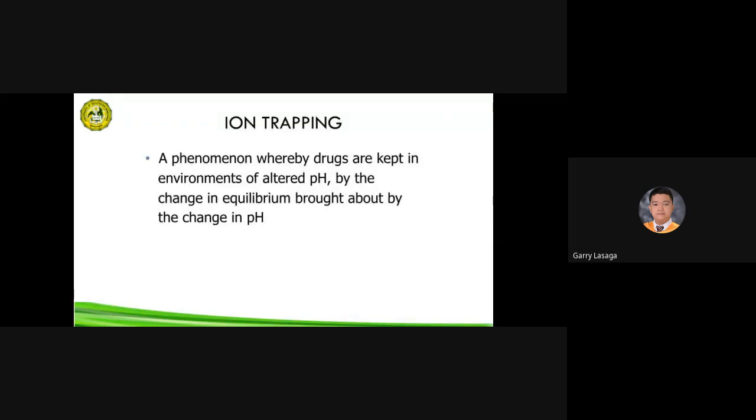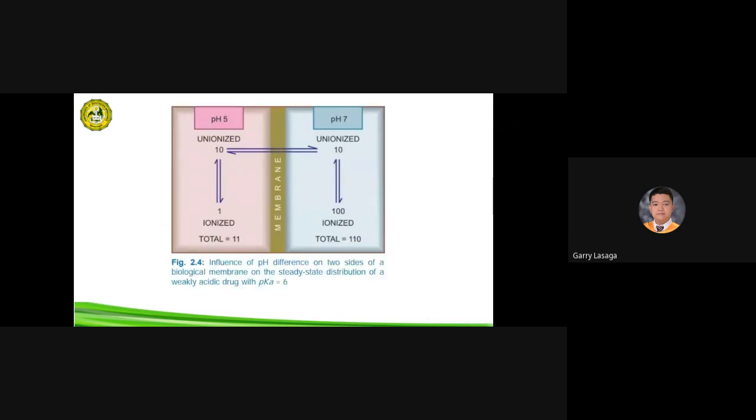Ion trapping is a phenomenon whereby drugs are kept in an environment of altered pH by the change in equilibrium brought about by the change in pH. So we have here a diagram showing two tissue compartments. One tissue compartment has a pH of 5 and one has a pH of 7. So the pH of the environment can influence the steady state distribution of a particular drug. In this case, our example is a weakly acidic drug with a pKa value of 6.